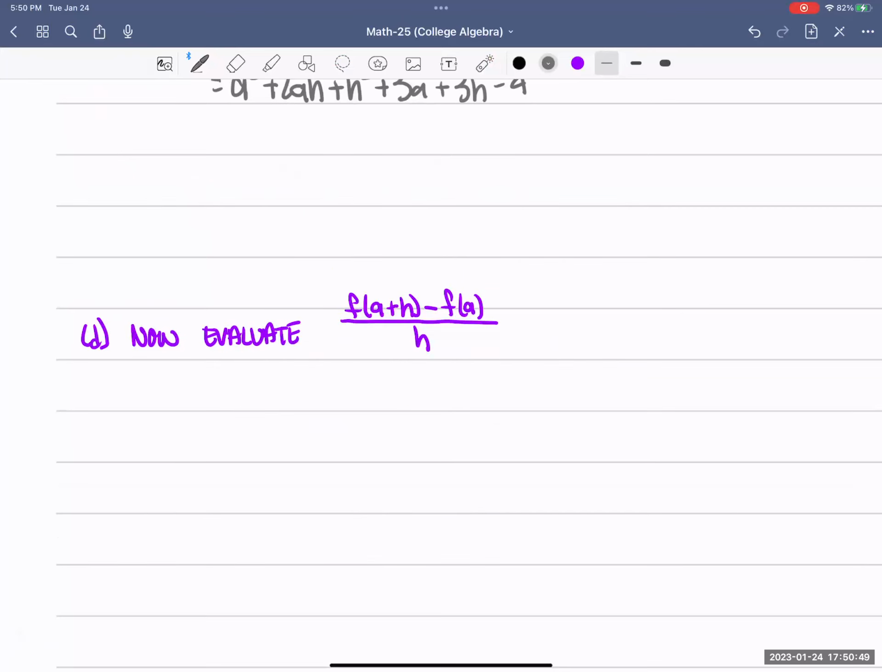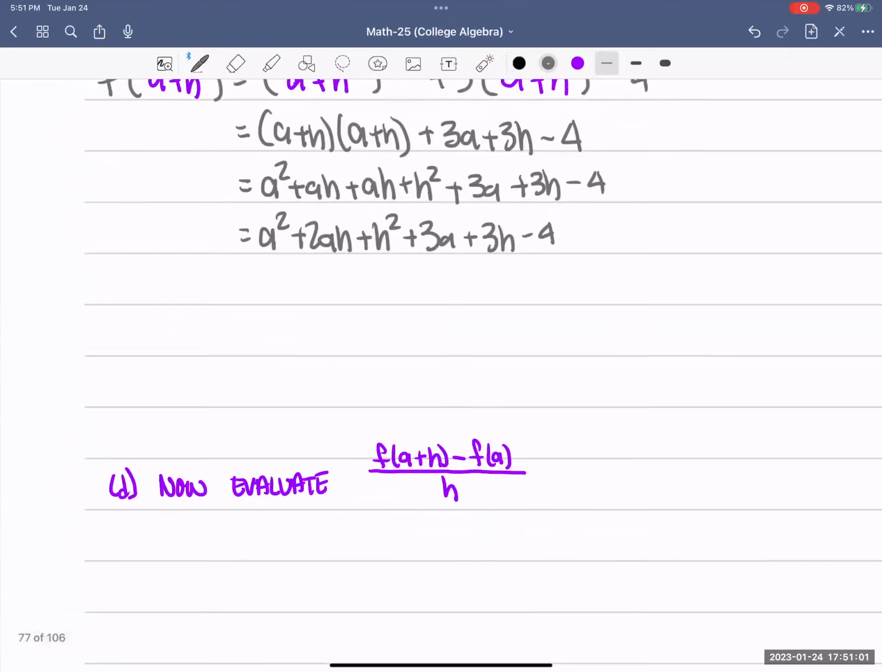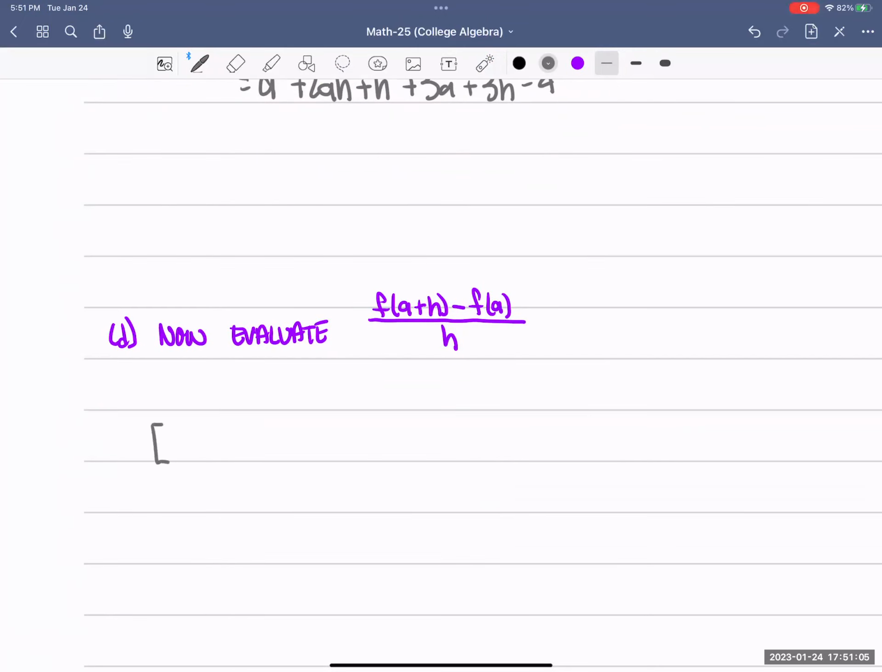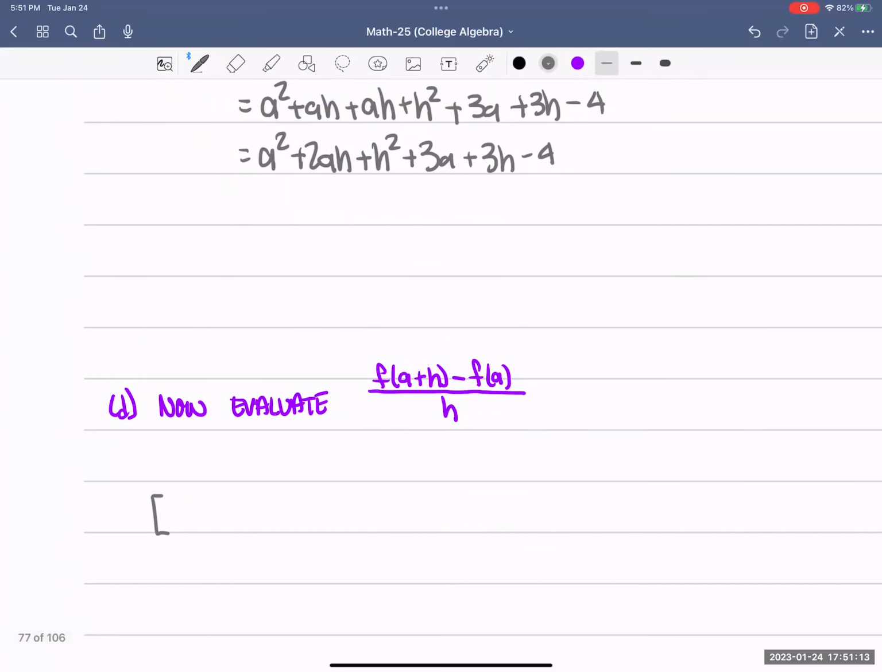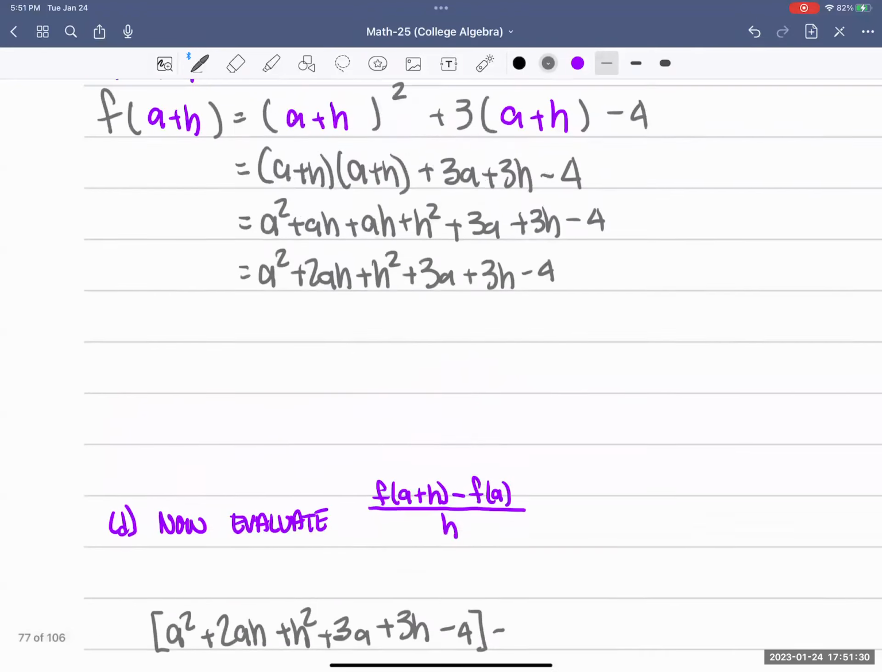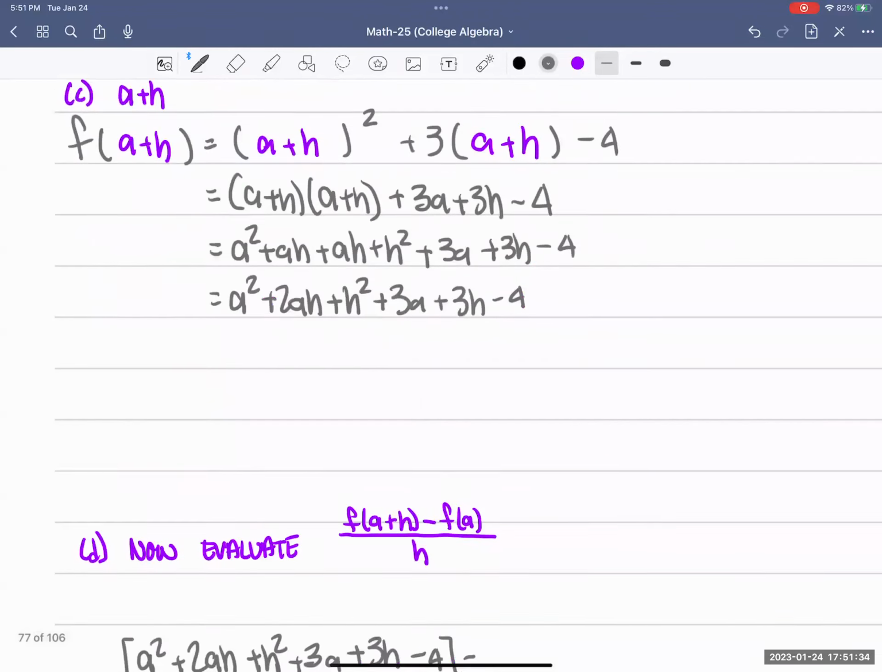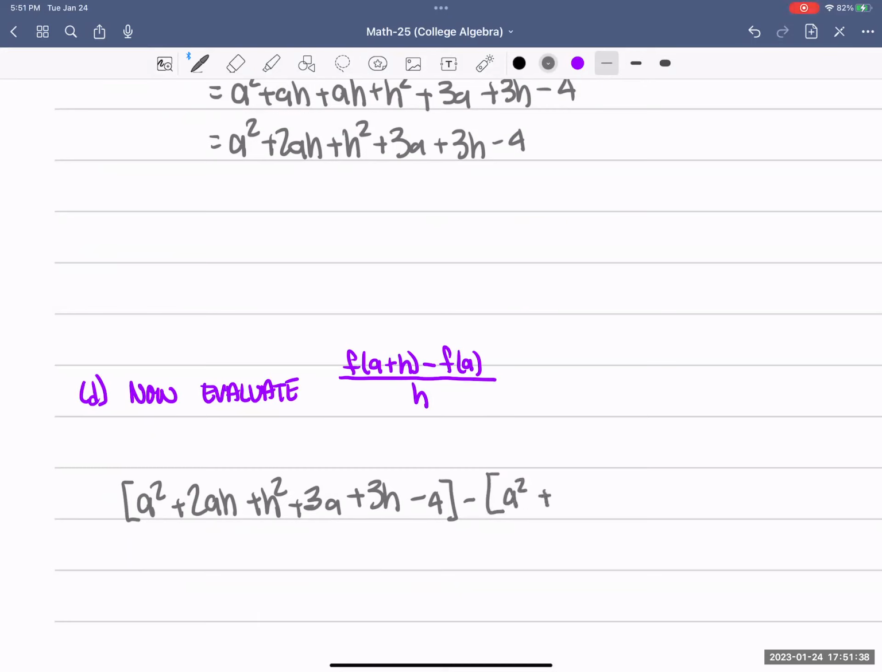Lastly, they want us to evaluate f of a plus h minus f of a, and all of that divided by h. All right, let's see what we have. F of a plus h. I'm going to put these in brackets just to show a little bit of separation here. F of a plus h is what we just found right here. A squared plus 2ah plus h squared plus 3a plus 3h minus 4. We're subtracting f of a. F of a is a squared plus 3a minus 4. And we're dividing all of that by h. This looks pretty terrible, so hopefully things simplify.